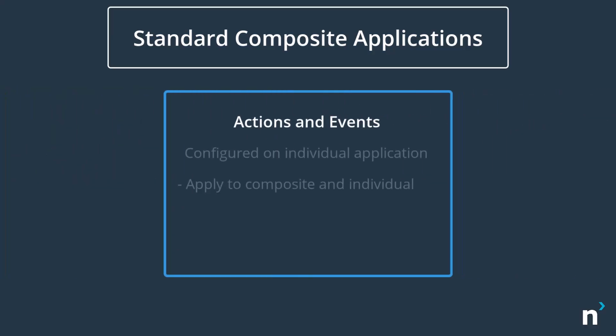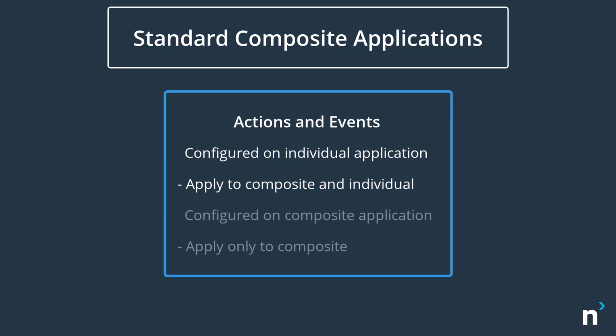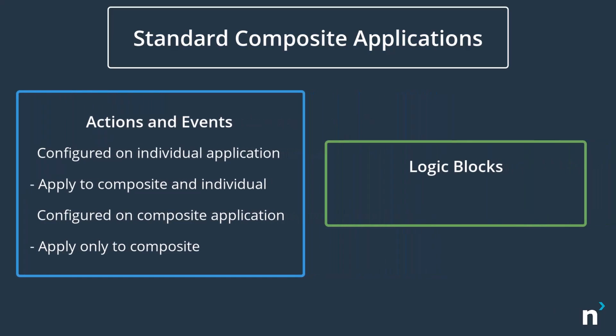Actions and events configured on an individual application continue to apply when that application is used within a standard composite application. However, actions and events configured on an application for use within a composite application apply only when the application is accessed through that composite application. Logic blocks built for a composite application must be built over the Step Applications table, not the Composite Applications table.